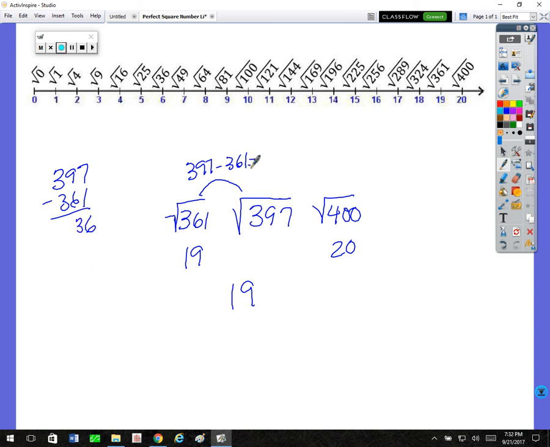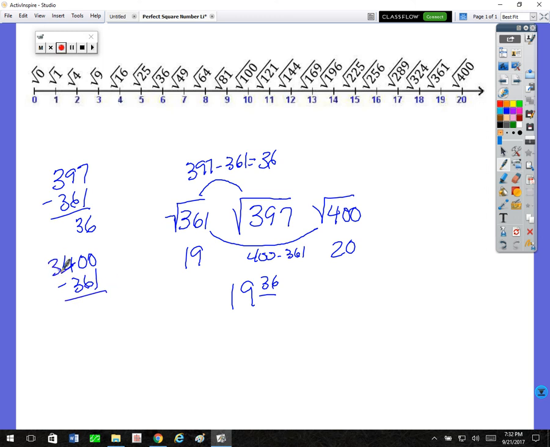So this number is 36, excuse me. So my numerator is 36. Let's try the denominator, okay? So I have 400 minus 361. That's two big numbers. So let's go over here and let's try to do the subtraction.